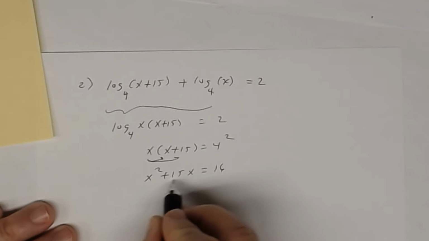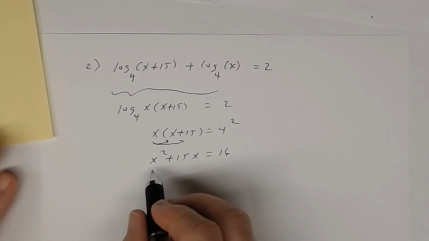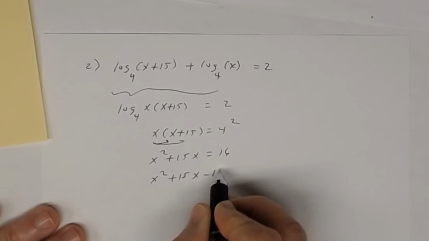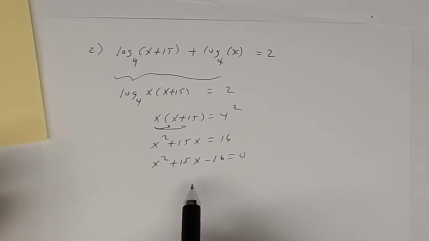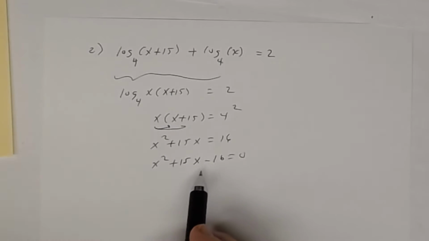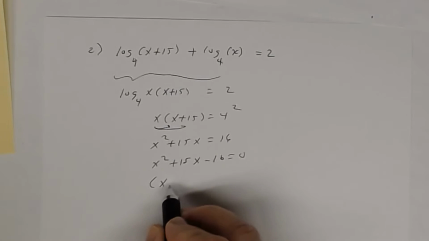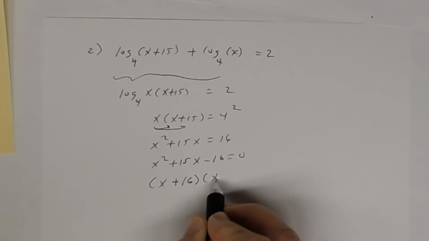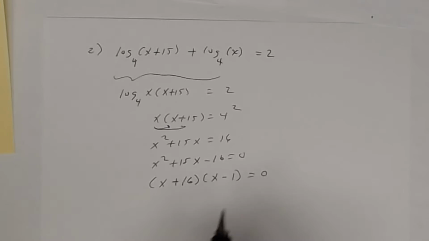Subtracting 16 from both sides, this is quadratic. So subtracting 16 from both sides, I get x squared plus 15x minus 16 equals 0. All right, and this is factorable, so I'm going to go ahead and factor this. So I get (x plus 16) times (x minus 1) equals 0.